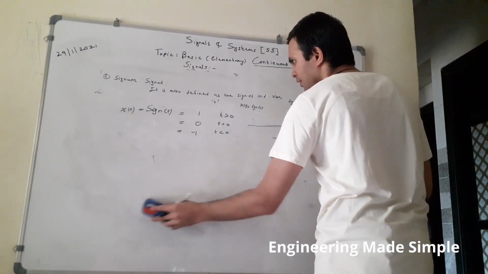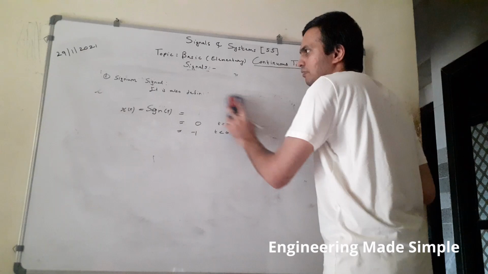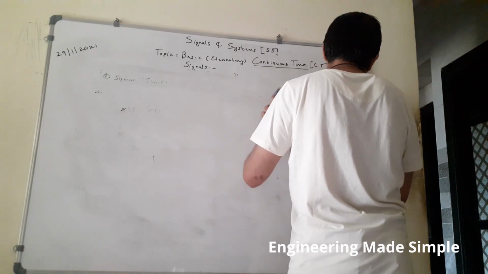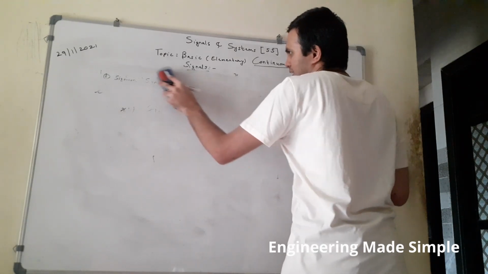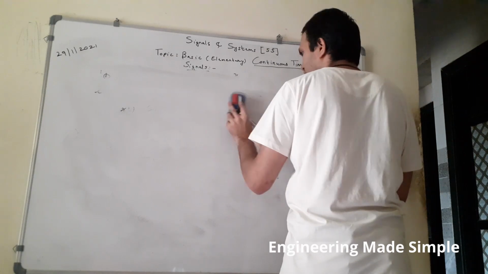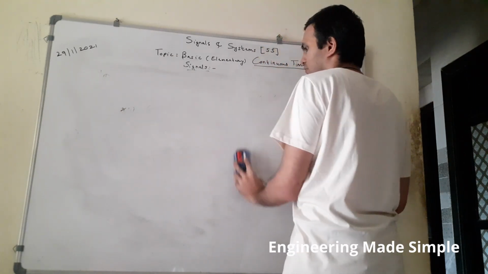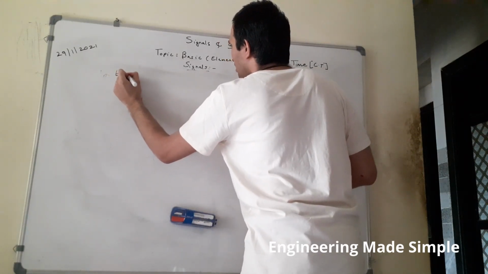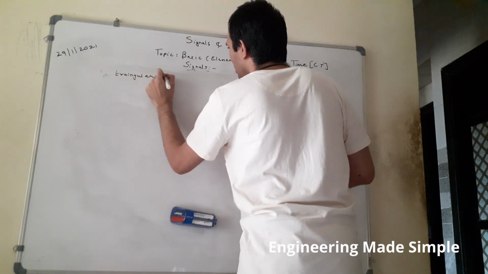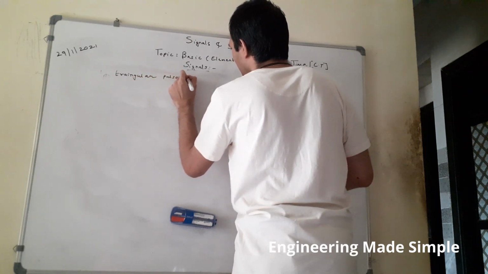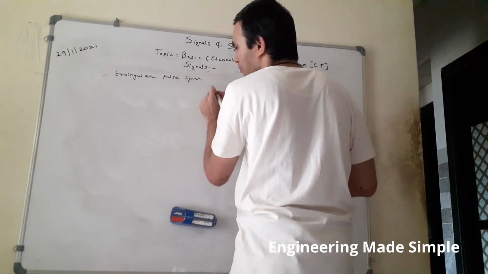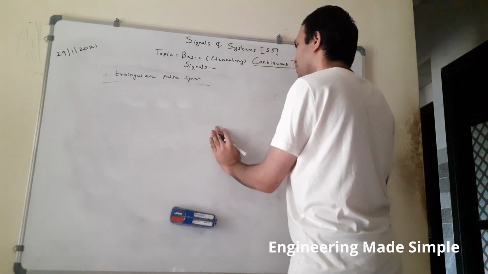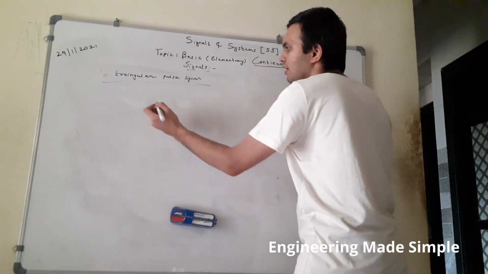Okay. Now let us move on to study the next signal, that is the triangular signal. Triangular pulse signal. Why triangular pulse signal? Because the waveform of the signal looks like a triangular pulse. Okay. So here in this case, let us define this signal.